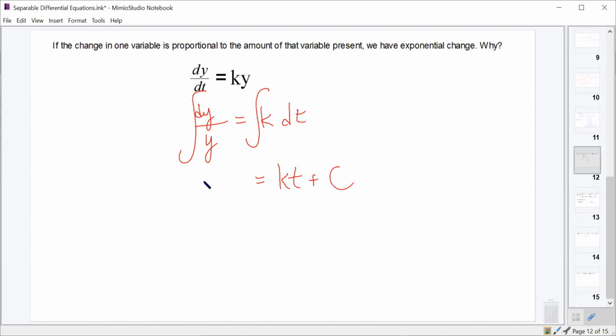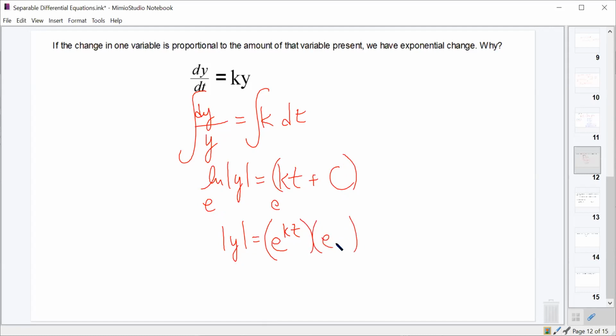And what about dy over y? That should be natural log absolute value y. Agreed? Agreed. Great. All right, well, let's exponentiate. E to this power gives us absolute value y equals e to the kt times e to the c, if we separate that out as two different pieces using exponent rules.